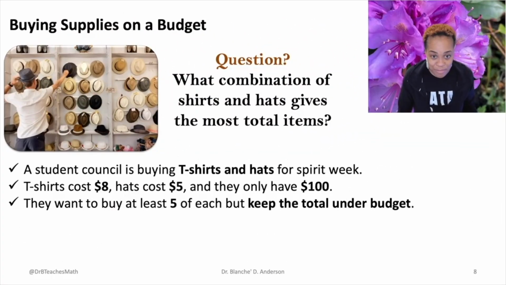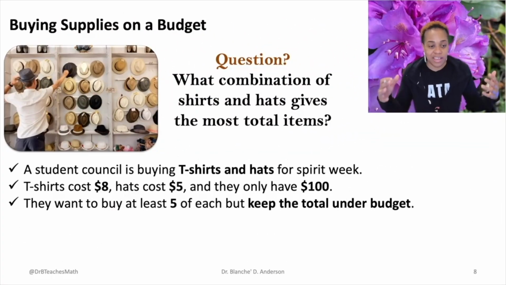Buying supplies on a budget. Okay, you have this hat and t-shirt store. Okay, you want to know, well, what's the number of combination of shirts and hats that gives me the most total items in my store? So this one is about having the most products on hand and less about, I guess, making your profit yet. So it says a student council is buying t-shirts and hats for Spirit Week. T-shirts cost $8 and hats cost $5, but you only have $100 budget.